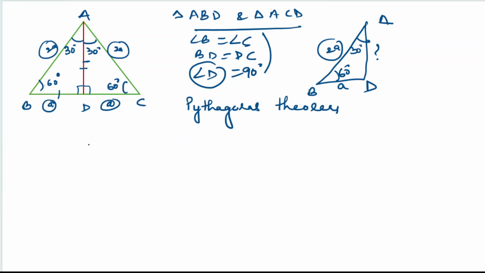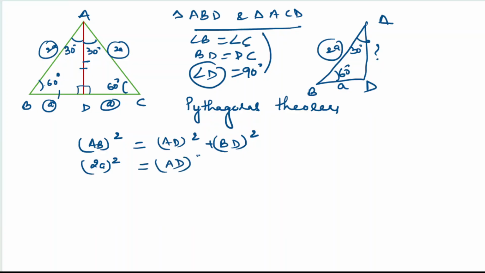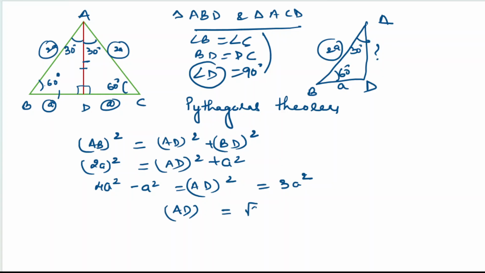So AB whole square is equal to AD square plus BD square. What is AB? 2A whole square is equal to AD square plus A square. So it is 4A square minus A square, which is equal to AD whole square, which is equal to 3A square. By taking the square root, you will get AD is equal to root 3 A. Now we also have the value of AD.